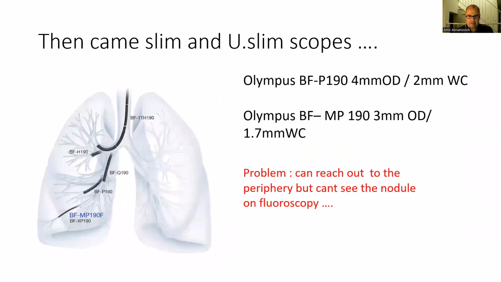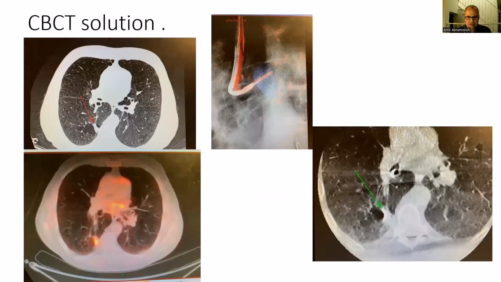But then came the ultra thin and thin scopes. With those scopes, you can go with the 4mm scopes to the segments and sub-segments. With the 3mm scopes, you can go even further and reach even to the pleura. But the problem was that I can reach out to the periphery, but I can't see the nodule on fluoroscopy. So I started to find out what people are doing to be able to see this nodule.